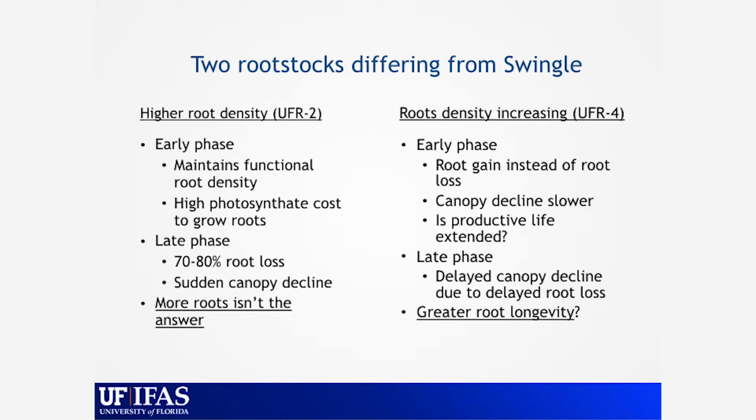The dynamics of UFR4 are different. The early phase growth is more like Swingle, but then roots continue to gain in their density over time. The canopy decline on this particular rootstock of sweet orange varieties is slower. So is this a sign that the tolerance or life of that tree is going to be extended? In the late phase, you have a delay in canopy decline because of a delay in root loss. So behavior below the ground is being reflected above the ground. So is this all based on greater root longevity, and is that a trait that we want to select for in our new rootstocks?